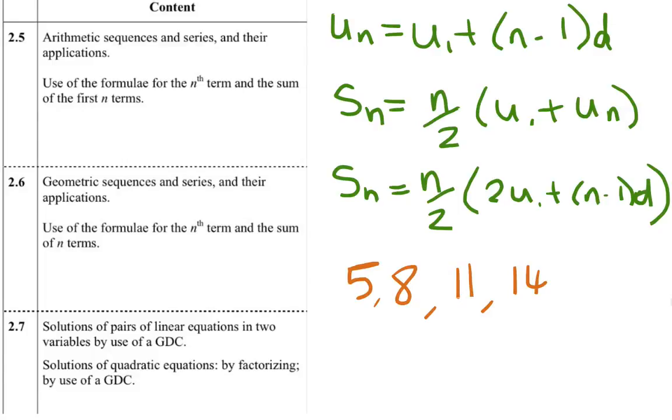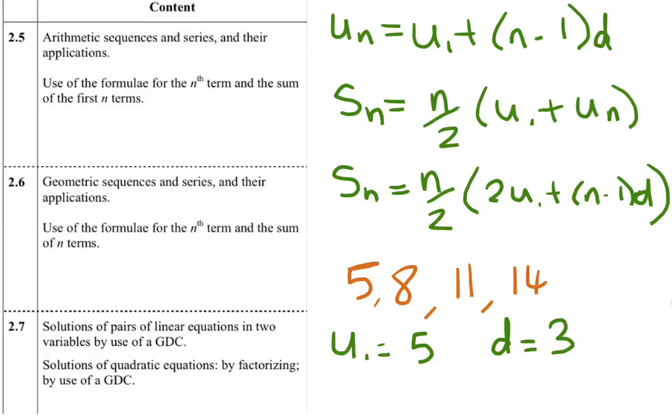What's U1 in that sequence? The first term is U1. So the first term is 5 in the sequence, and so U1 is 5. What is D? The difference. So the difference in the sequence is 3. All right. What's the fourth term in this sequence? The fourth term is 14, right? So U4 is 14.